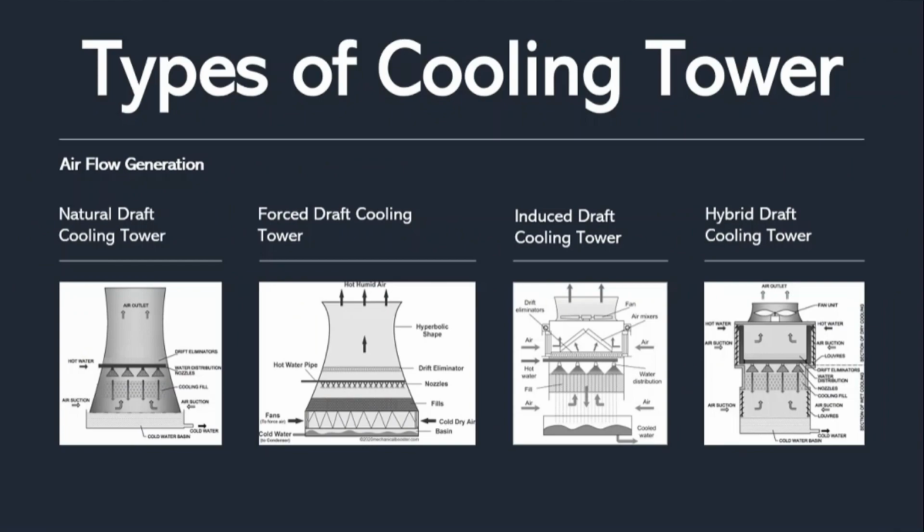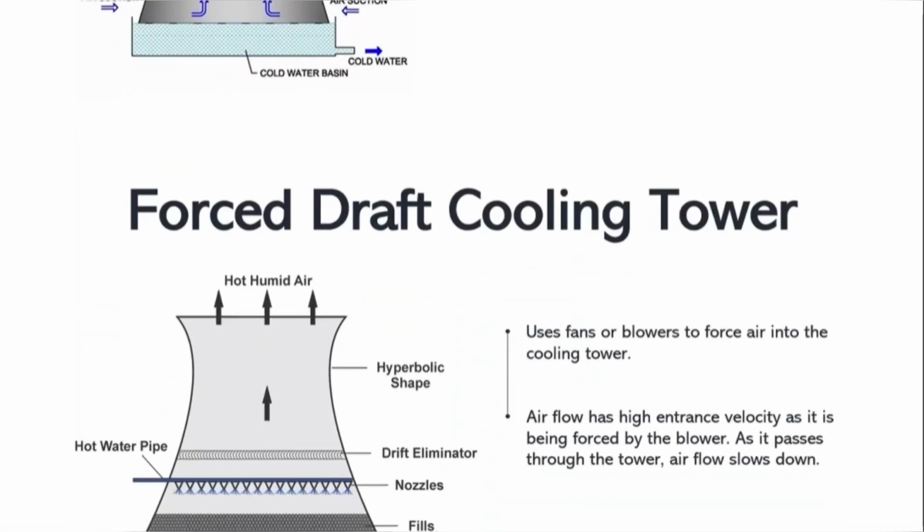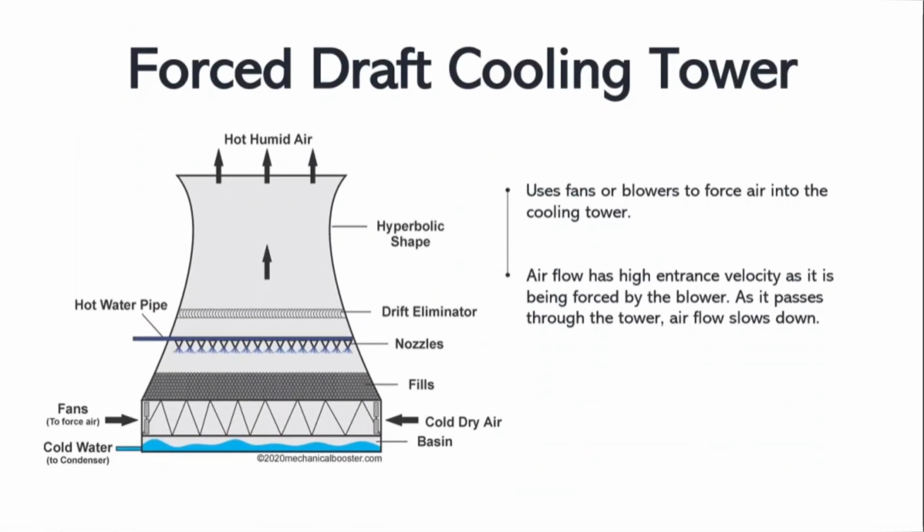For airflow generation, we have natural draft cooling tower, where there are no mechanical drivers or fans to create airflow through the cooling tower. Airflow is created as the denser air at the bottom of the tower travels to a lower pressure area above the tower. Forced draft cooling tower uses fans or blowers to force air into the cooling tower. Airflow has high entrance velocity as it is being forced by the blower. As it passes through the tower, airflow slows down.